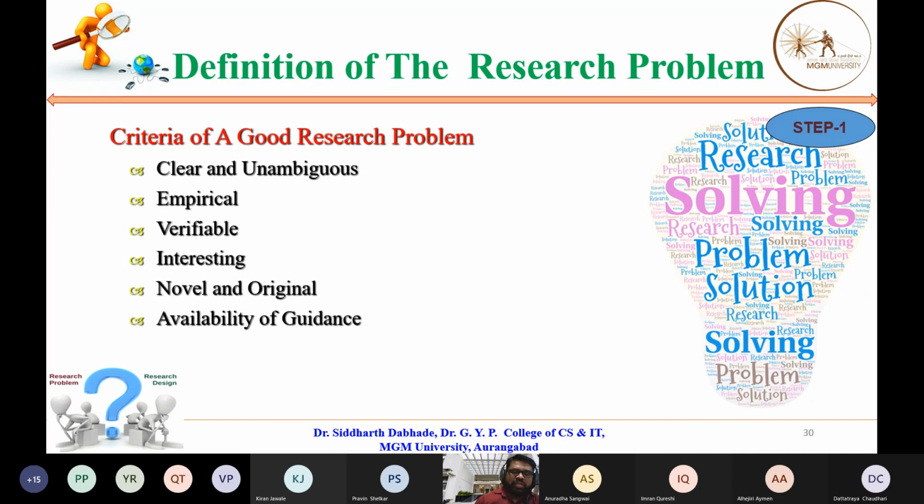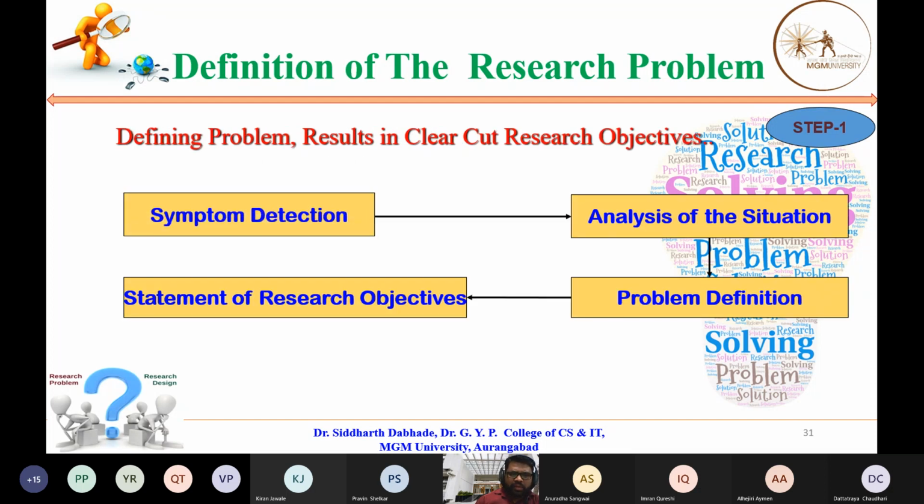Okay, so we need to check whether the guidance is available or not. These are the certain steps we need to follow while setting the objectives of your research domain or defining your research problem. First, we need symptom detection.